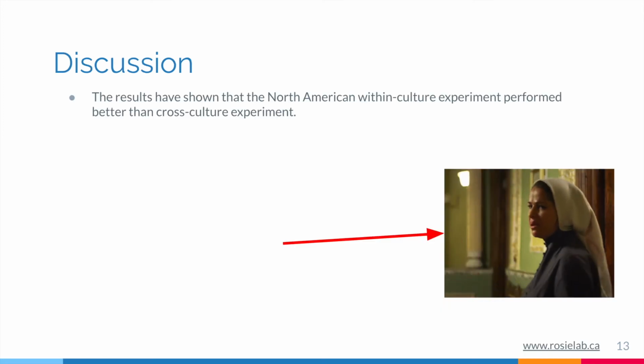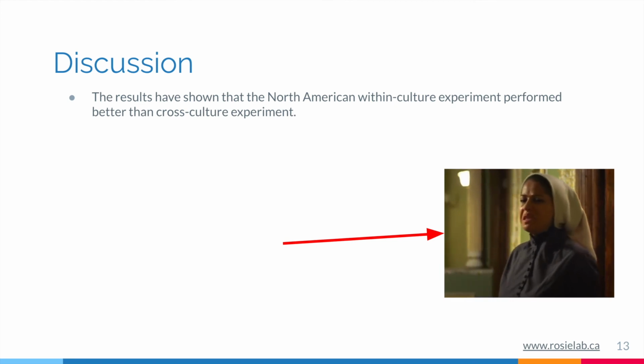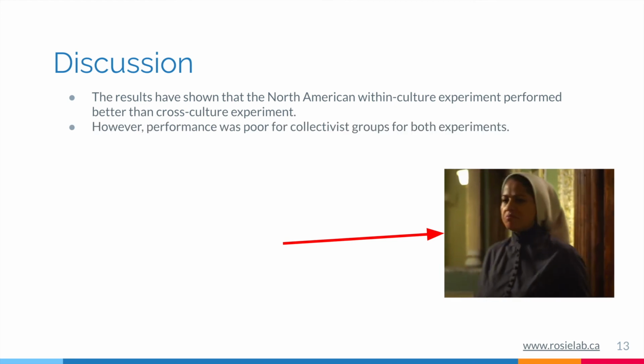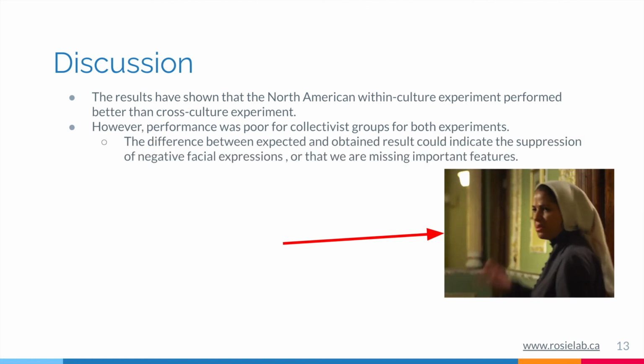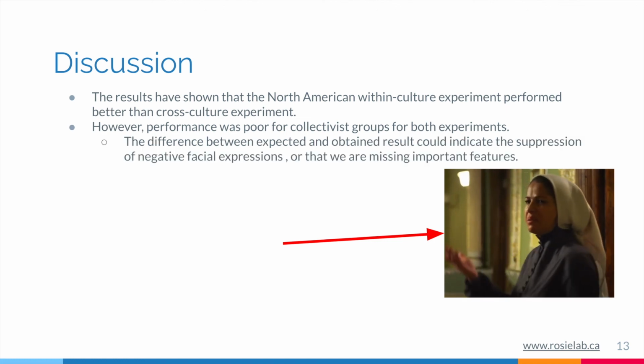The results showed that the North American dataset performed the best for both experiments, while the collectivist culture datasets performed no better than chance for all experiments. This could demonstrate a suppression of negative facial expressions to maintain harmony, as previously mentioned, or that we missed important features from these two cultures.